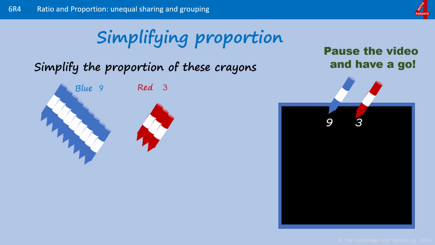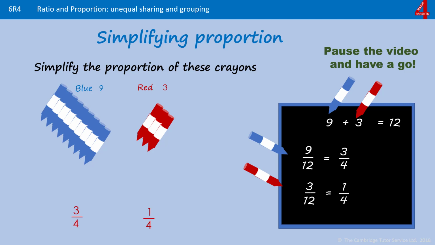In total, there are 9 blue crayons and 3 red ones. And if we add those together, we get 12. Out of 12 crayons, 9 are blue and 3 are red. You can probably see that all these numbers can be divided by 3. 12 divided by 3 is 4, so the simplified proportion is going to be out of 4. 9 divided by 3 is 3, and 3 divided by 3 is 1. The proportion of blue is 3 out of 4, and the proportion of red is 1 out of 4.